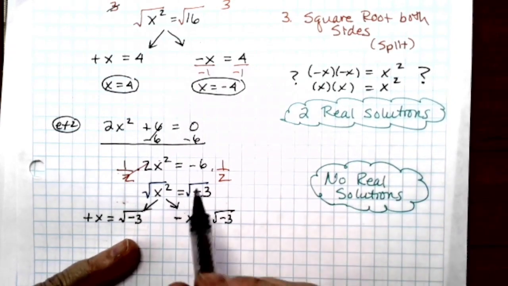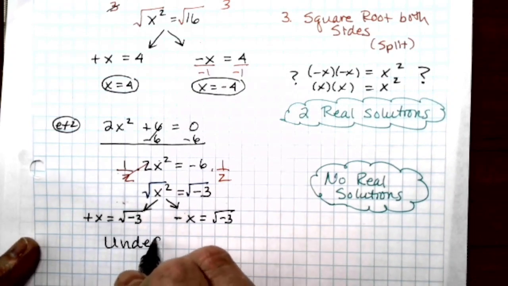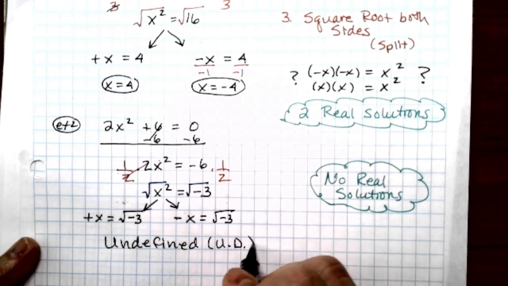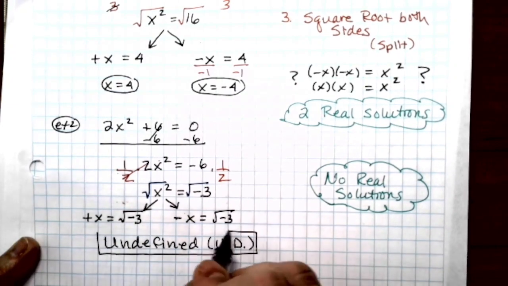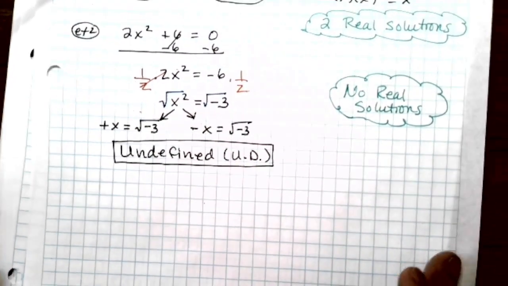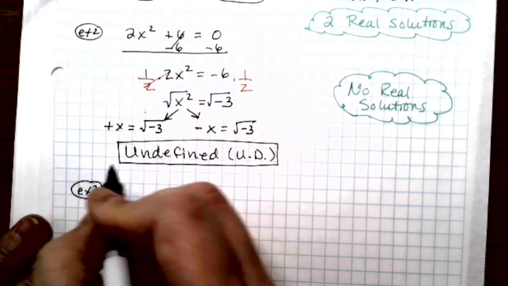So for this one, because there's a negative under the radical, the solution is what we call undefined, or UD, because it is not a real solution and we solve over the reals. All right, last one, example 3.